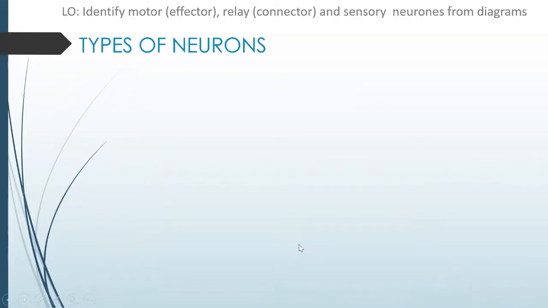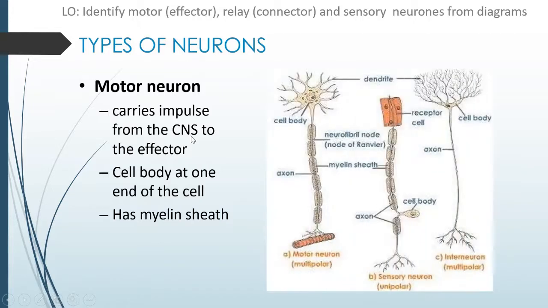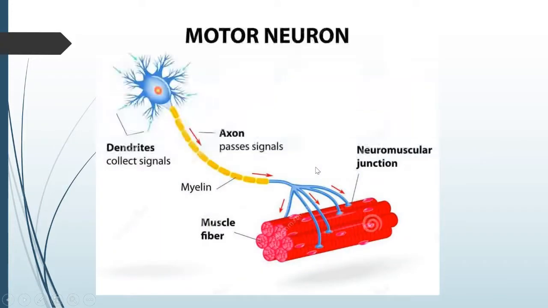We also have to learn how to identify a motor neuron, a relay neuron, and a sensory neuron from a diagram. So that is your learning objective. The motor neuron carries impulses from the CNS to the effector. Here you can see a diagram of a motor neuron. It has the cell body at one end of the cell and has a myelin sheath around it. We'll see the detailed structure here. Here you can see the cell body at one end. You can see the myelin sheath.